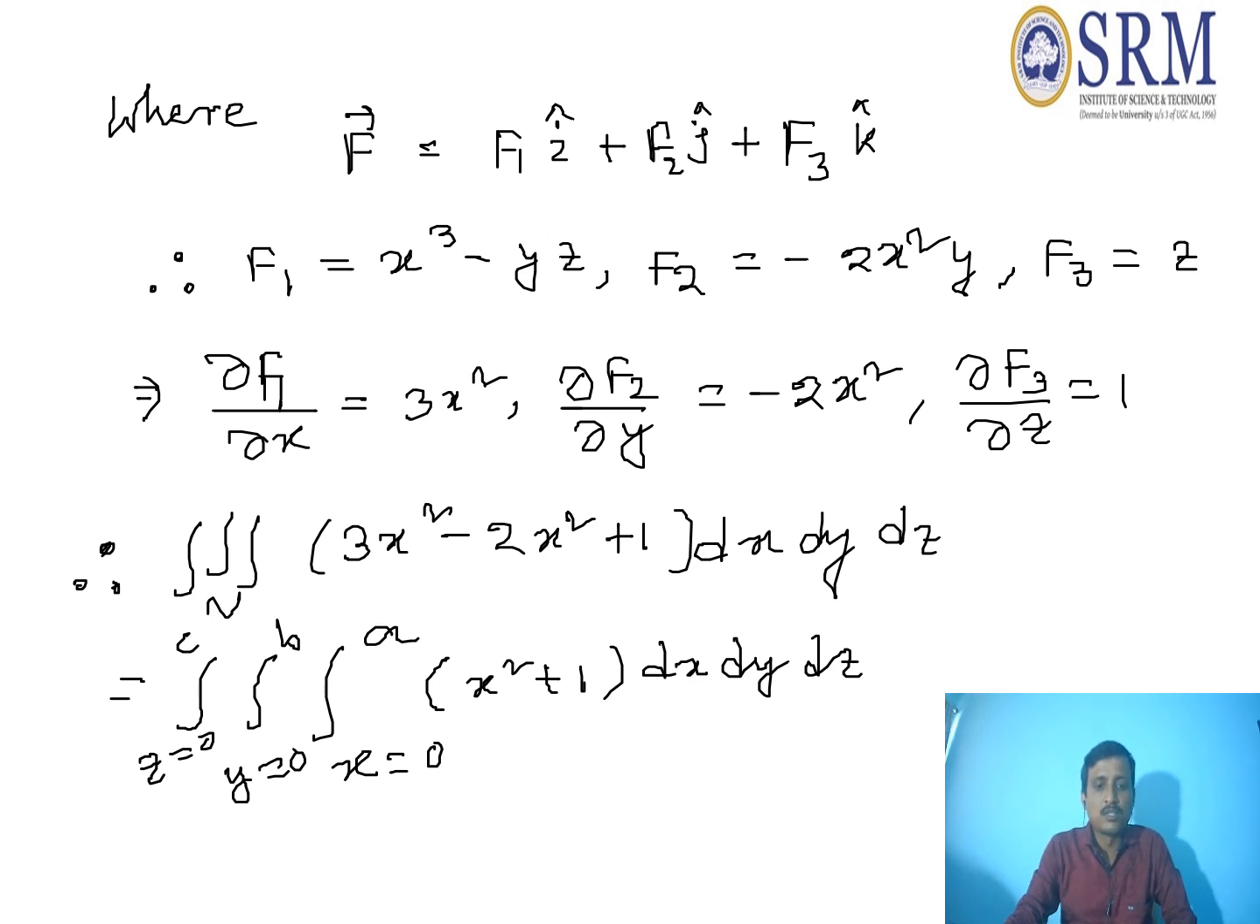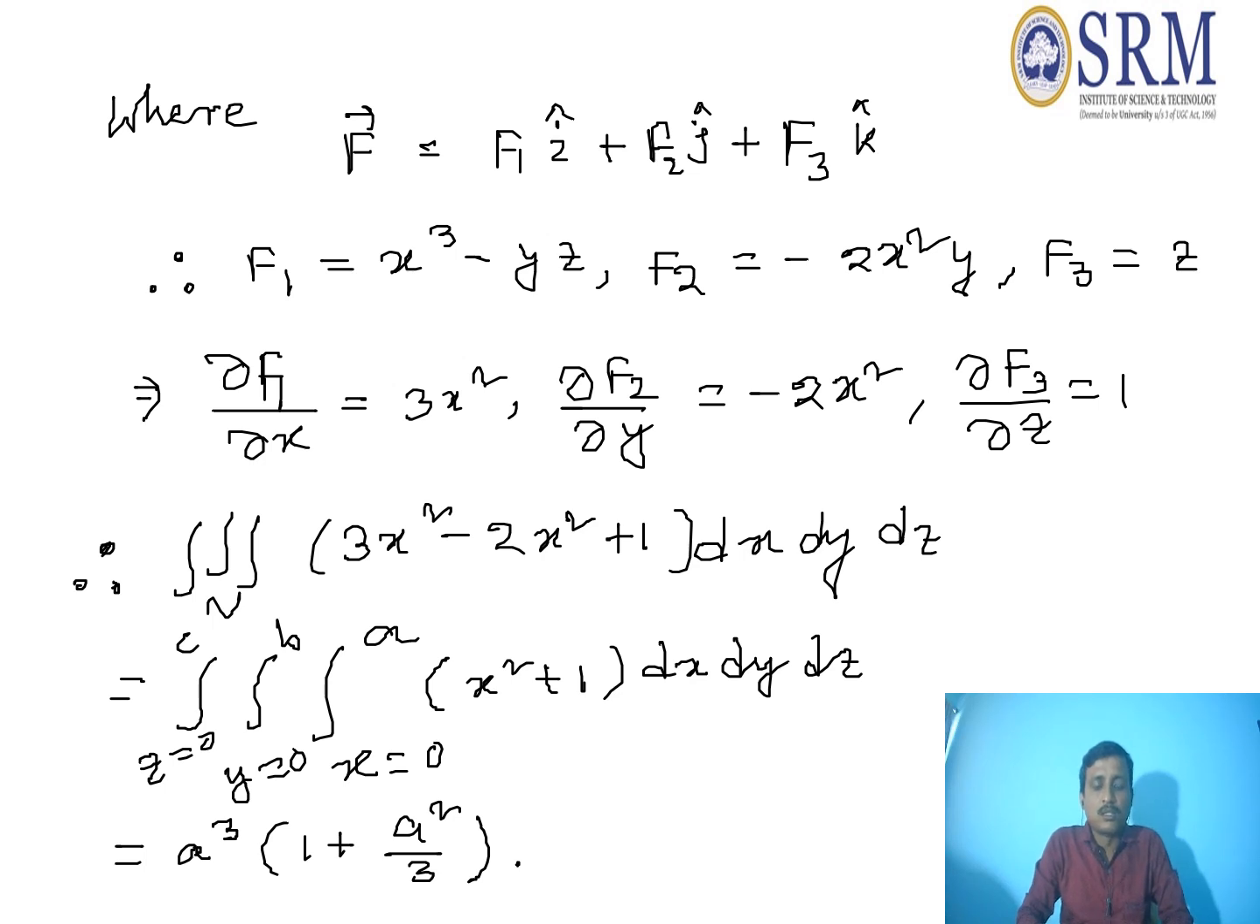Okay, as we know the basics of triple integration, we'll integrate with respect to x first and substitute the limit for x, next with respect to y and substitute the limit for y, and we'll do the integration with respect to z last and substitute the limit for z. Then what we'll get is a cube times (1 plus a square by 3).